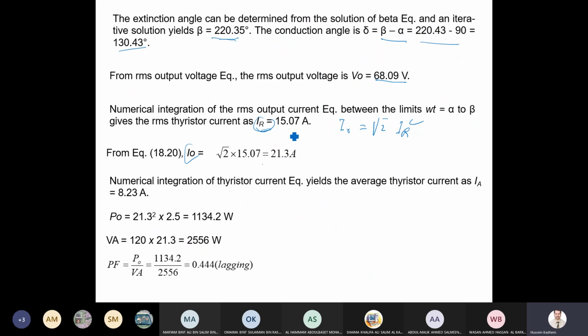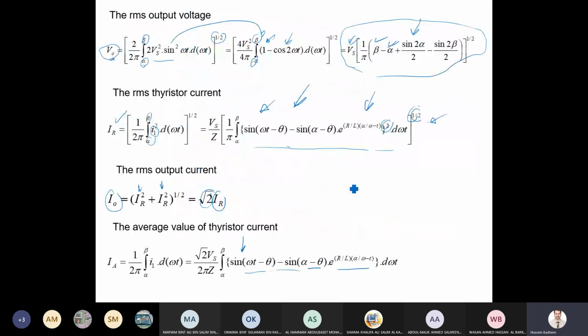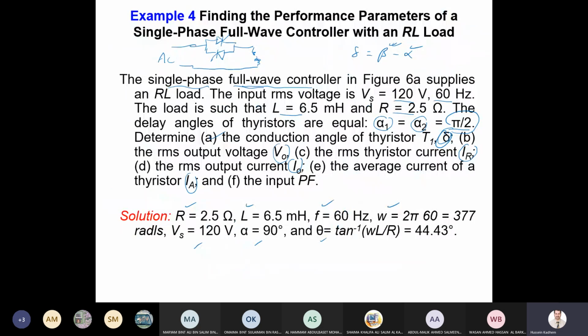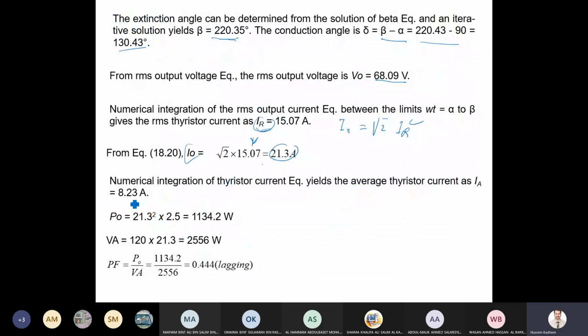IR, I already got it. I substituted, I got the current. And to find the current in the thyristor, I also have a formula. Okay, thyristor average current. I can use numerical methods also to solve it. I got the current. Now output power is I square R or V square over R, and I have both. It will give me the output power.